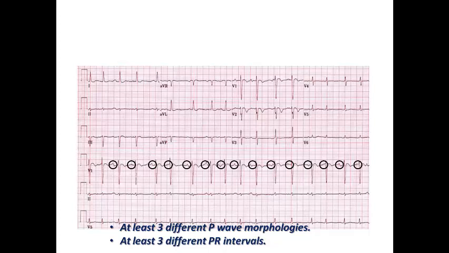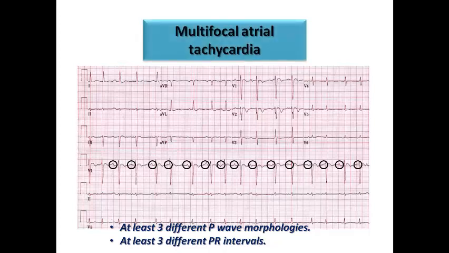We could see in this rhythm that there are at least 3 different P wave morphologies and at least 3 different PR intervals. From these black circles, of course, we could notice more than 3 different P wave morphologies. So what can we call this? We can call this a type of rhythm called multifocal atrial tachycardia, and from its name it explains itself.